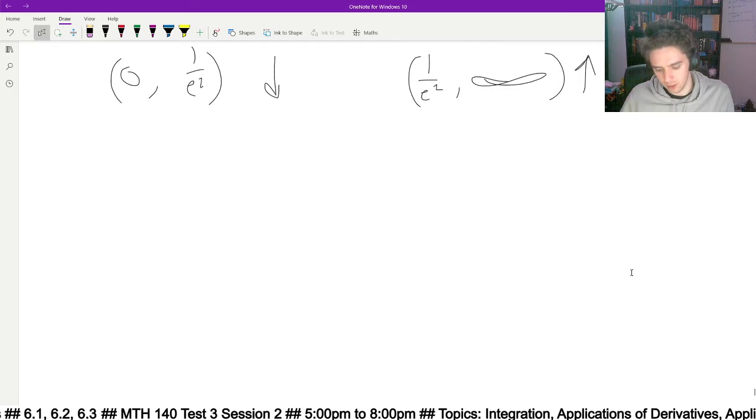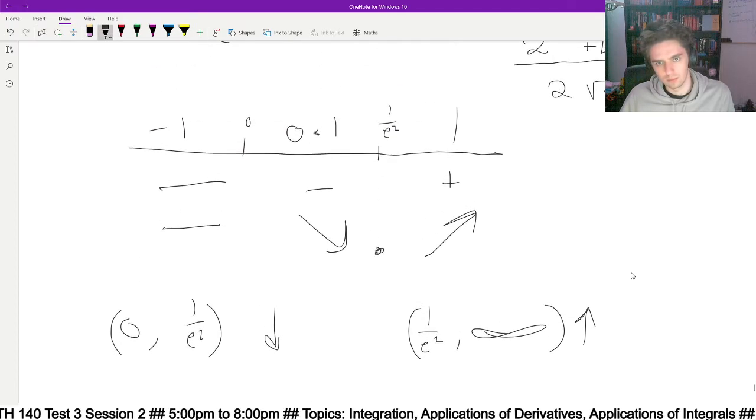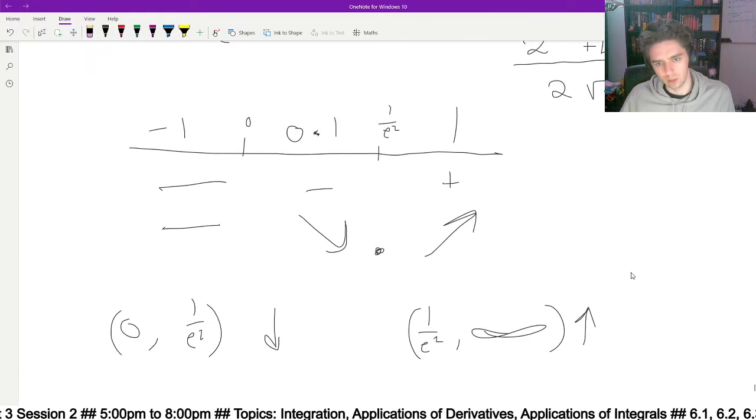So classify the local extreme values for f of x. Local minimum at 1 over e squared.